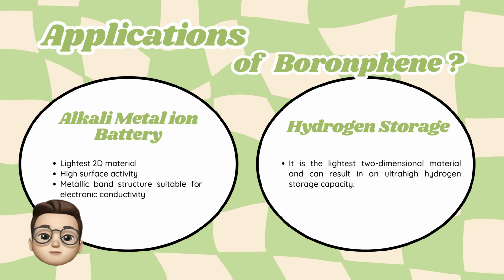Now let's discuss boronphene's applications. The first one is the alkali metal ion battery. Basically, the crucial and major parameters for the electrode materials are good ionic conductivity, good electronic conductivity, and suitable voltage at high capacity. Boronphene, known as the lightest 2D material, has high surface activity and a metallic band structure that is suitable for electronic conductivity. So, boronphene is a suitable material for the alkali metal ion battery.